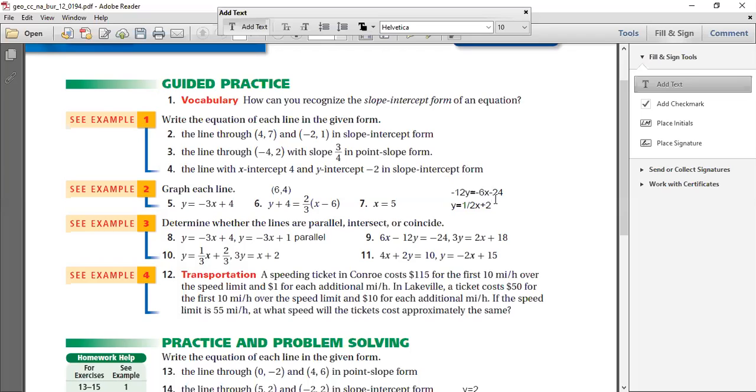Okay, so this is one of the slopes, one of the equations in the form y is equal to mx plus b. Now let's see the other one. That's 3y equals 2x plus 18.